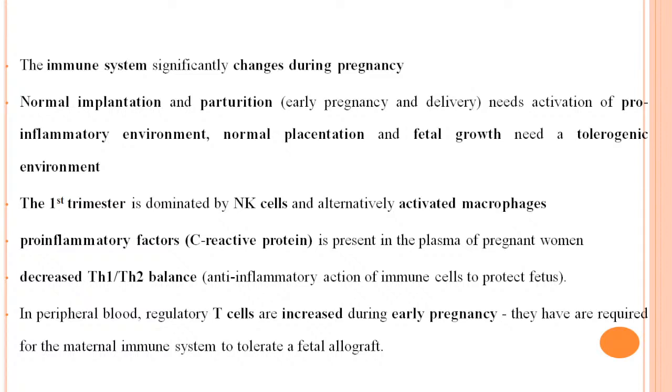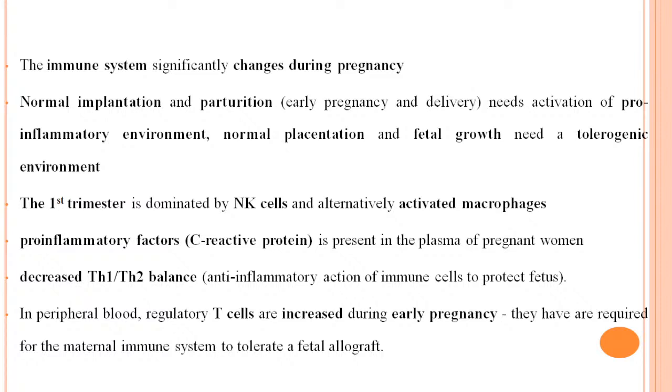So in early pregnancy and during the delivery, during the birth of the child, in the first trimester and at the end of the pregnancy, pro-inflammatory substances and pro-inflammatory cells are activated. While normal placentation and fetal growth need a tolerogenic environment. Tolerogenic means an equal amount of pro-inflammatory and anti-inflammatory.